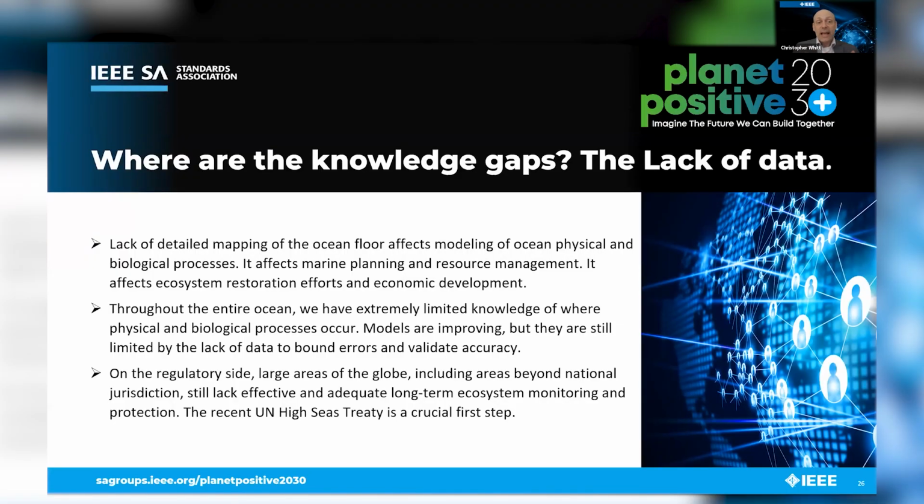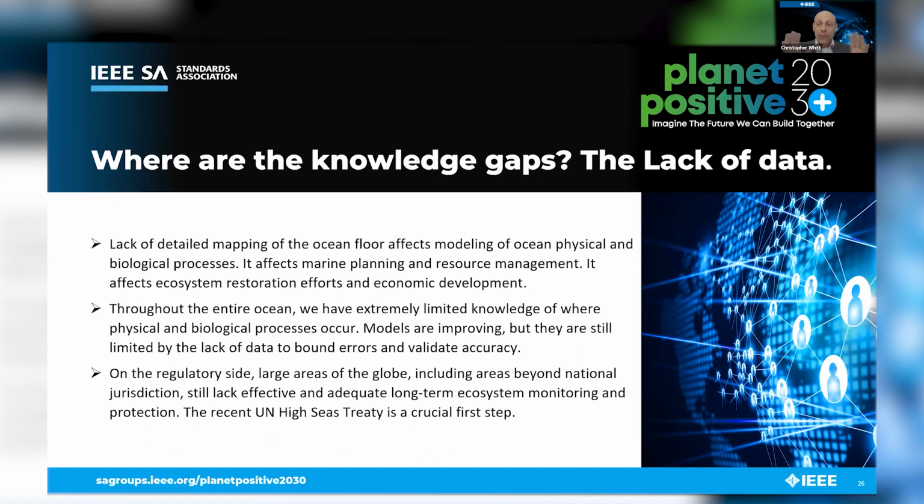So that's just one example, but that lack of a detailed map of the ocean bottom affects all kinds of things. It affects the ability for us to generate and verify detailed ocean models. And again, because of that data problem, we have to rely on modeling much, much more in the ocean than we do in other areas for both physical processes and biological processes. And those things inform marine planning and resource management. They affect policy, they affect ecosystem restoration efforts, and all kinds of economic development.